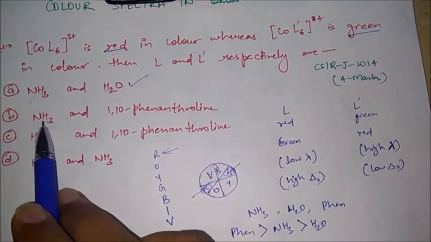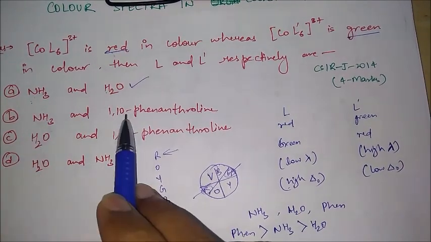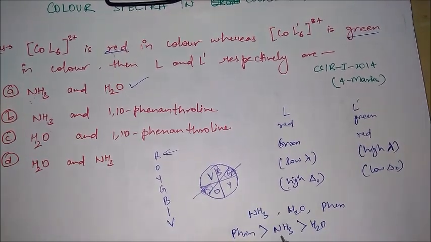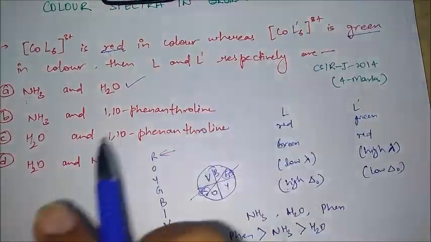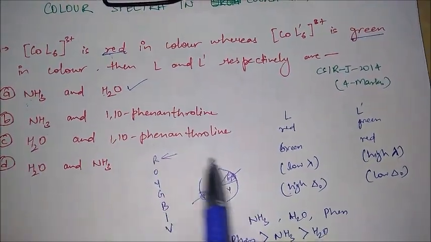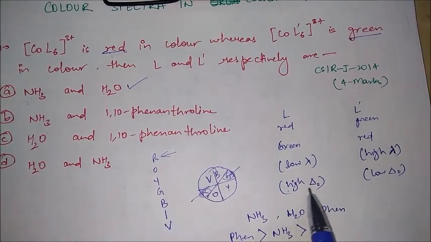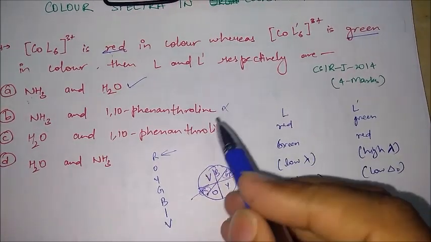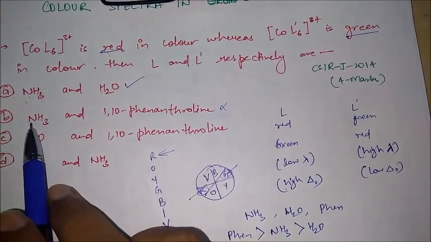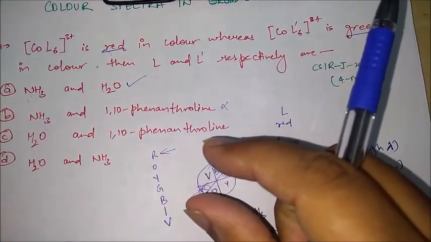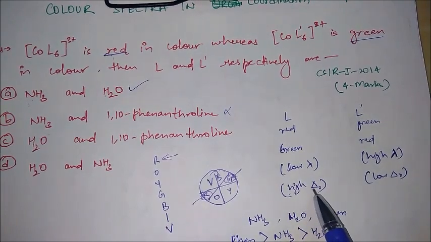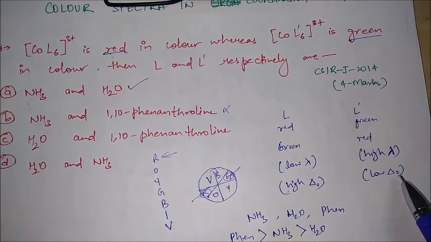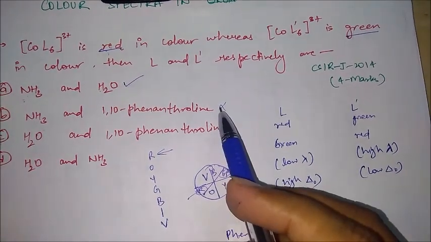Now for the next one, we have NH3 and phenanthrolene. Now NH3 is weaker than phenanthrolene, so NH3 should have a lesser value of splitting. That means it should have low delta O, but we have seen that it should have high delta O. That means this cannot be our correct option, because NH3 will give you low delta O, but phenanthrolene will give you high delta O. So the first one will get low delta O, and the second will get high delta O, which is not the case. So just neglect this one.